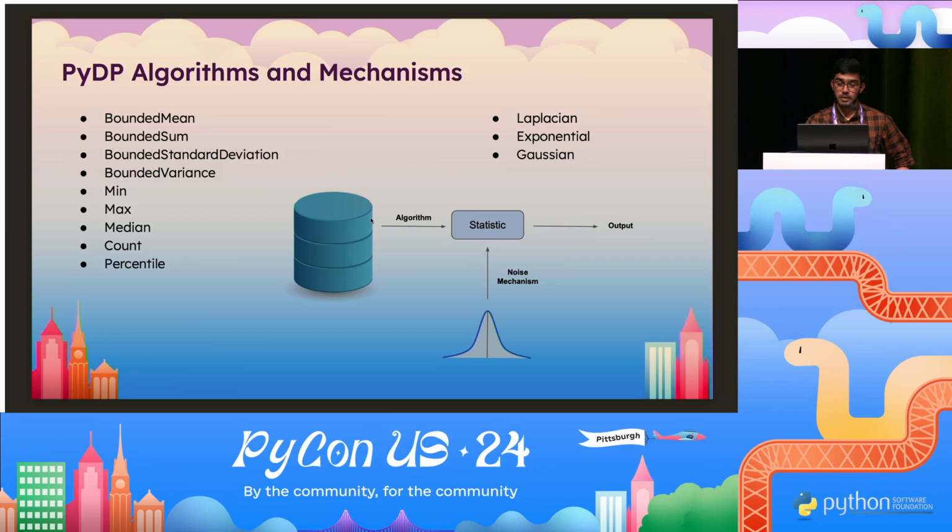So again, pictorially, we have an algorithm to compute a statistic. PyDP would add some noise mechanism, and then we'll get an output.